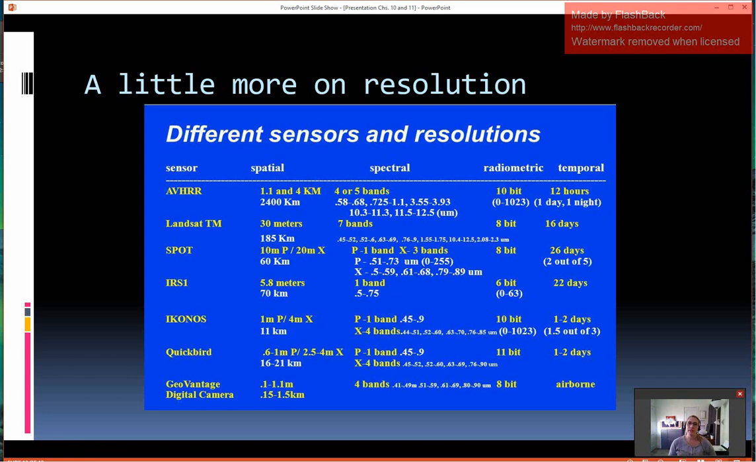So you can see here, this shows just how the different sensors have different resolutions and how that applies. So we have our temporal resolution here. This one comes around to the same spot every 12 hours. This one every 16 days. This one every 22 days. So there's a lot of variation.